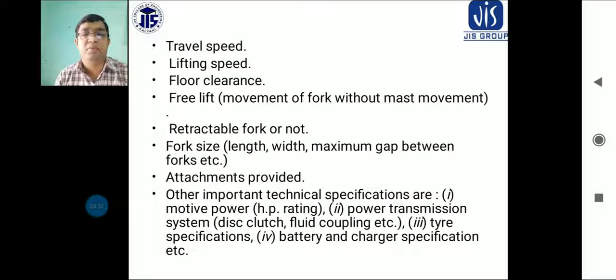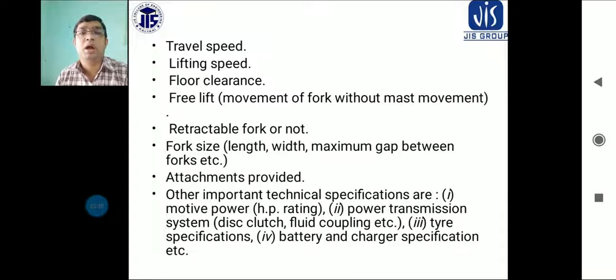And another thing is the free lift. That means in which directions the materials can move freely. The movement of the fork without mast movement is considered equal to the free lift. And is the fork retractable or not? Suppose the fork is retractable, that means it can be retracted again, or it is not retractable. This will be considered according to the retractability of the fork or the mast. And the fork size: suppose the fork length is very short, or very long, that distance will be considered.